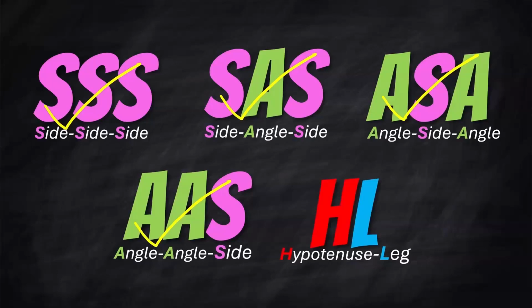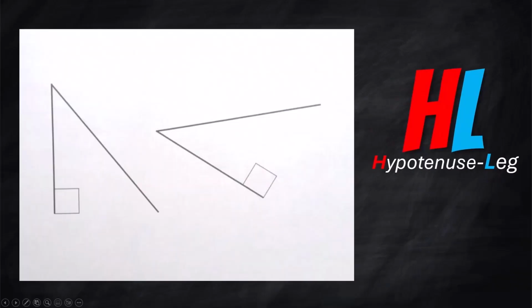Hi there. So far in this series, we've talked about 4 congruency theorems for triangles. And the last one we did was this angle side. Today we're getting into hypotenuse leg. And let me show you why it works.